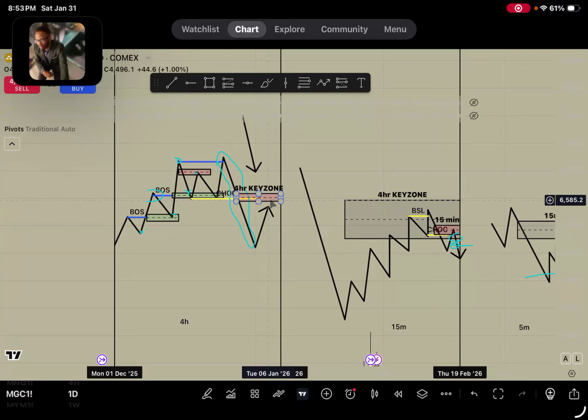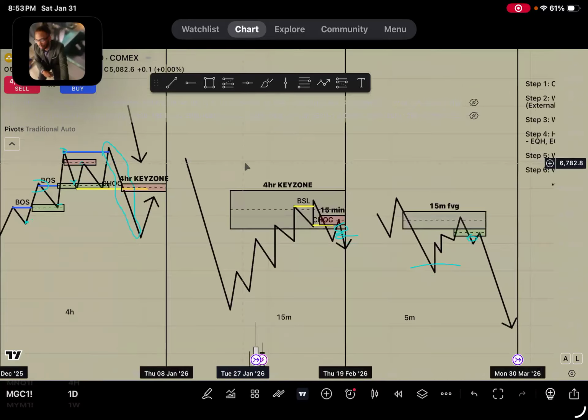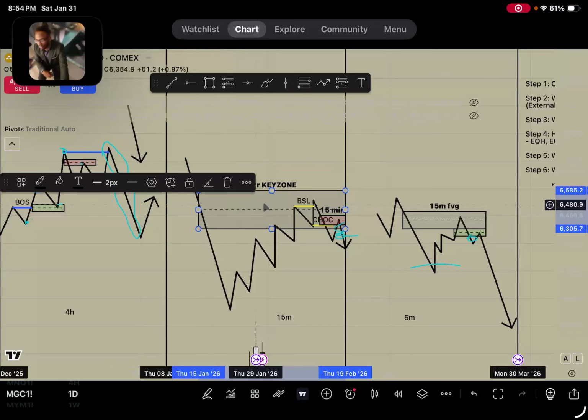No, bear. I'm sorry, bear. It's going down. That's a bearish key zone, correct? Yeah, it's going down. And then on the 15-minute time frame, what is it doing? It's entering the 4-hour key zone, correct? Yeah, it's going up. It went up to make it, then went back down to respect it. No, it entered the key zone is what it did. Okay. It went up to go inside the key zone.